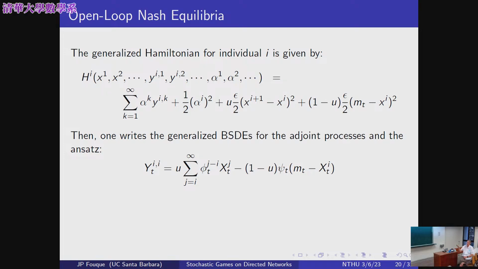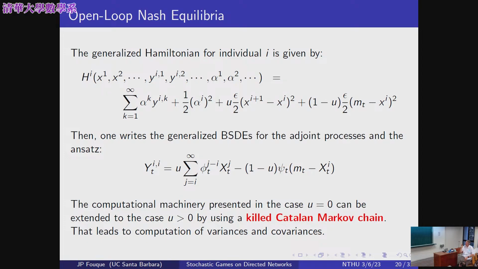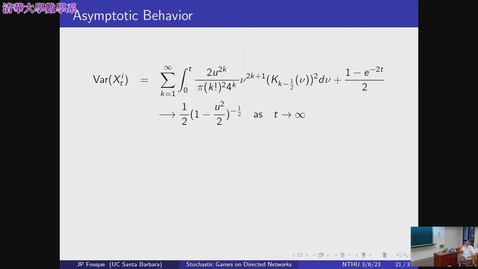I will go fast. You do exactly the same thing. You write your FSDE, the Hamiltonian, and you compute. What is happening is that you get the same Catalan Markov chain, except that it's killed. The mean field game aspect gives you a Markov chain which is a killed process. You know what that is. After an exponential time, you kill the process. So this is exactly what is happening, and you can compute the variance, and this is the variance as t goes to infinity. And so everything is computed.